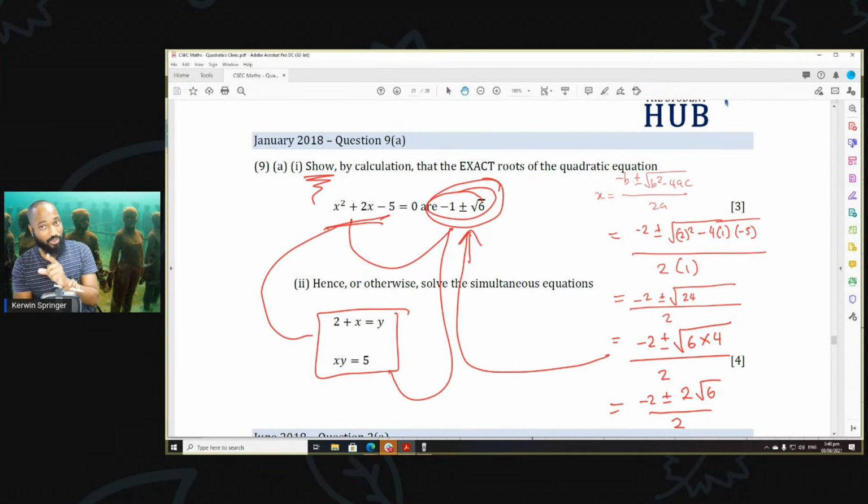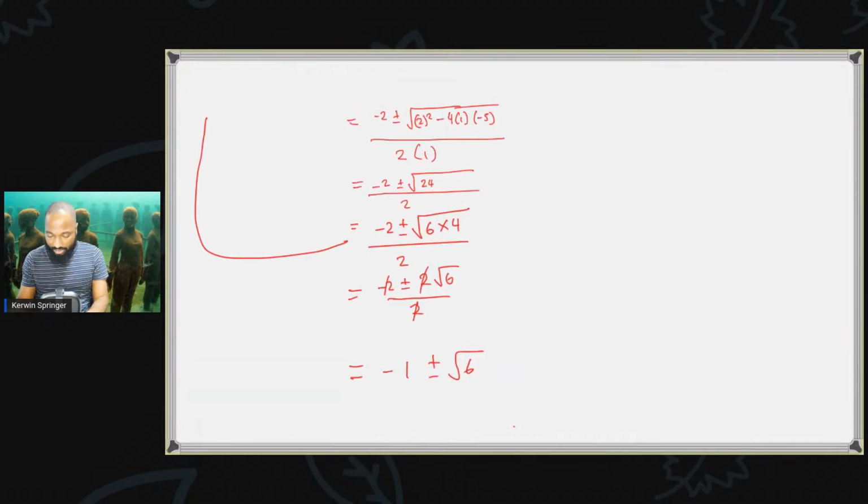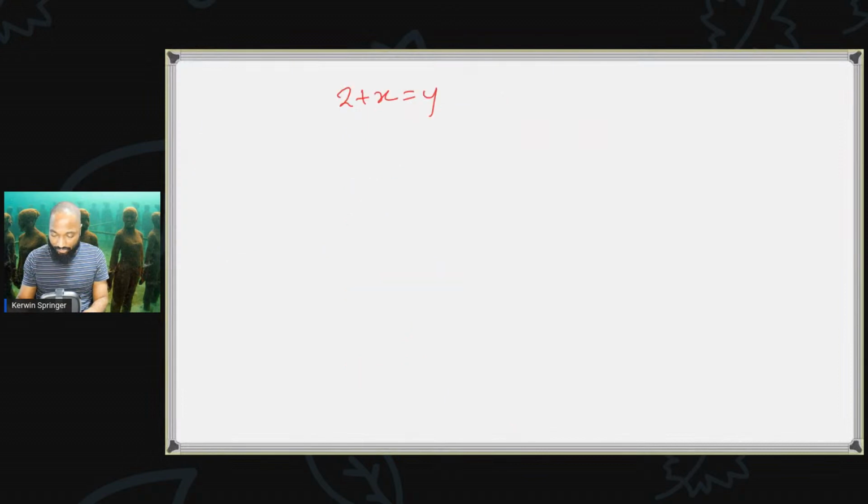This is our next one, January 2018, question 9a. Take note of this one. It was a little different. Practice it. So you have 2 plus x is equal to y, and you have xy is equal to 5. Which one is the linear and which one is the non-linear, by the way? You know the linear goes into the non-linear, right? So this is the linear.